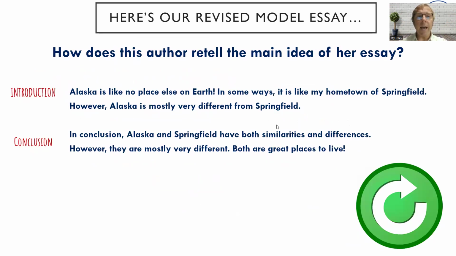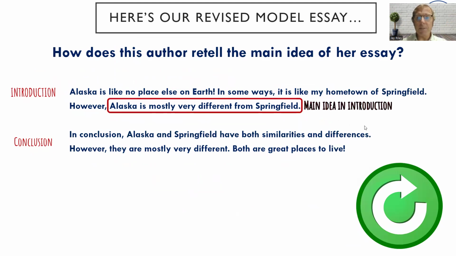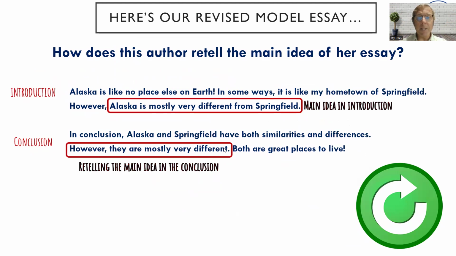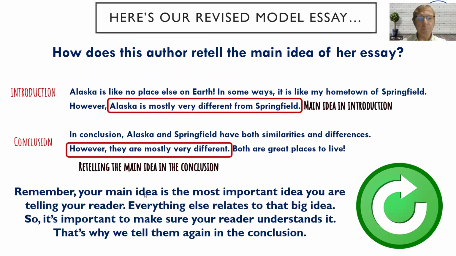So let's take a look at our introduction and our conclusion here. Alaska is mostly very different from Springfield. There's the main idea. And however, they are mostly very different. So the author retold the main idea in the conclusion, and Jenny used slightly different language. So remember, this is the main point of your essay. This is what you want your reader to understand. Everything in your essay is going to relate back to that main idea, to that thesis statement.